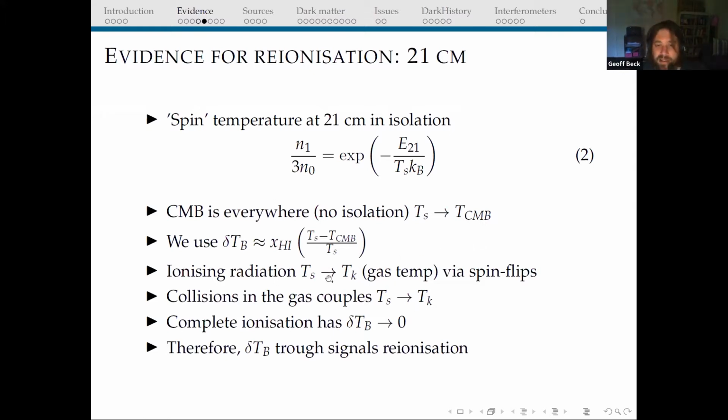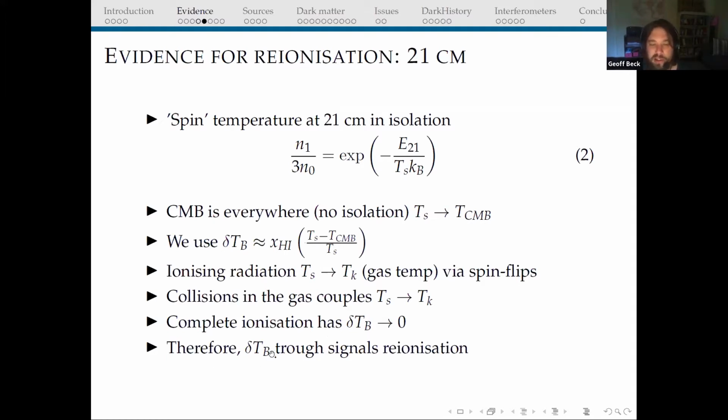So when these effects are dominant earlier on, we expect the differential temperature to be negative. Okay. And a complete ionization, it's worth noting, will drive our fraction of neutral hydrogen to zero and therefore kill off any difference between these temperatures. We'll no longer see a distortion due to neutral hydrogen on the CMB spectrum.